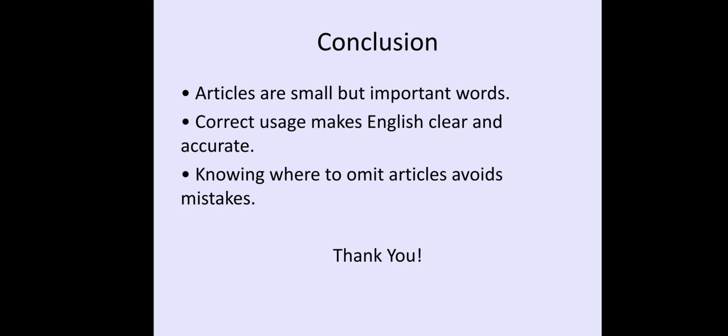Now we are at the conclusion. I'm going to revise the whole topic within these three lines. Articles are small but important words. Correct usage makes English clear and accurate. Knowing where to omit articles avoids mistakes. Keep these things in your mind and always do justice with nouns and articles.